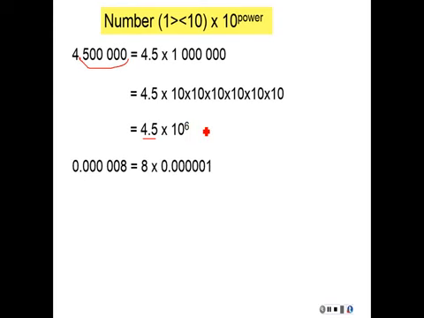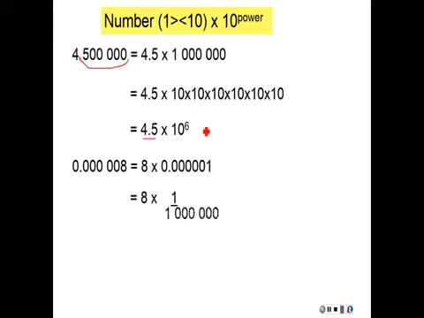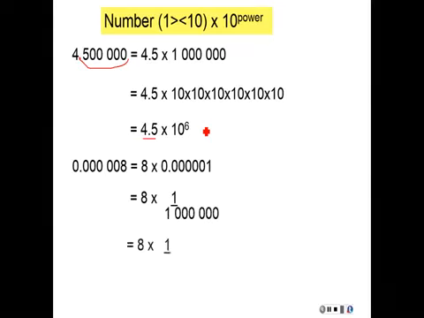Now let's look at the other number. So now we have 8 millionths, which can be written as 8 times 1 millionth. And I'm going to work on the 1 millionth. So 1 millionth can be written as 1 over a million, or it can be written as 1 over 10 to the 6th. Now 1 over 10 to the 6th can be written as 10 to the negative 6th.